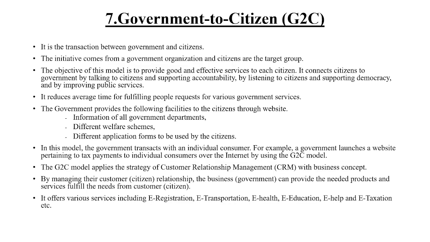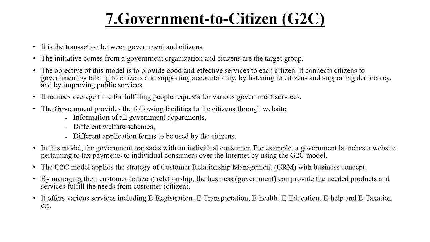Let us move to the seventh model, that is government to citizen. It is a transaction that is done between the government and the citizen directly. That means the initiative comes from the government and the target group is nothing but the citizens. The objective of this model is to provide good and effective services to each citizen. So it connects the citizen to the government by talking to the citizens, supporting accountability by listening to the citizens, supporting democracy, and improving public services.